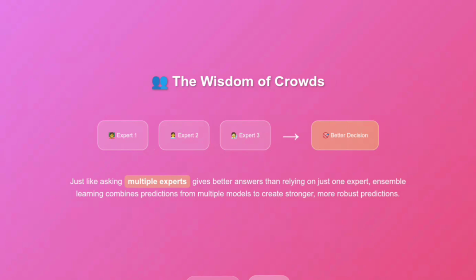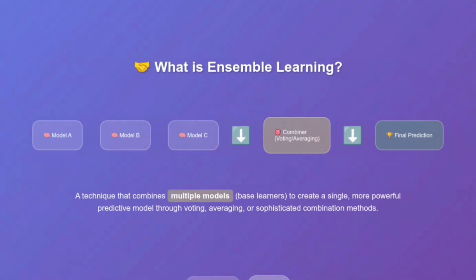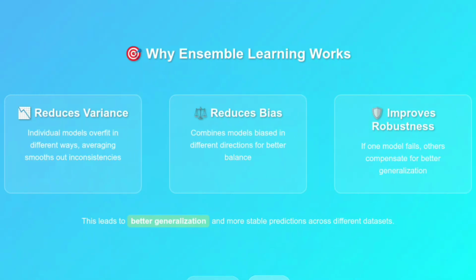Ensemble learning is a machine learning technique that combines multiple models called base learners or weak learners to create a single, more powerful predictive model. Instead of relying on one model's prediction, we train several models and then combine their outputs through various methods, like voting, averaging, or more sophisticated techniques. The key insight is that while individual models might make errors, these errors often cancel out when we combine multiple diverse models.